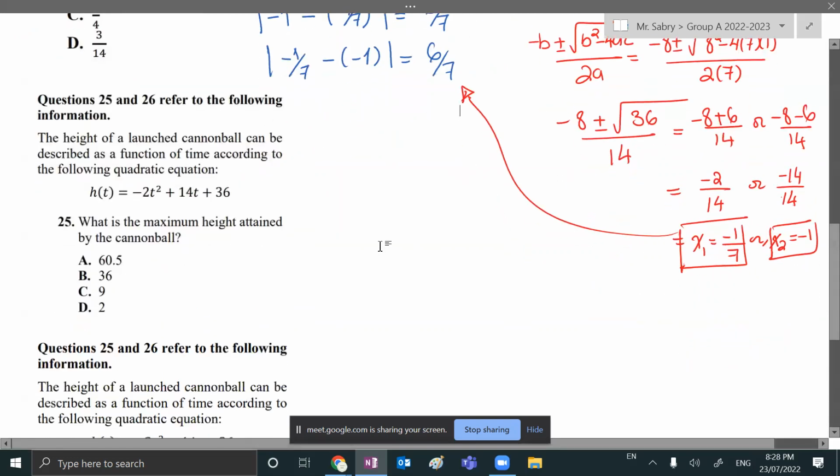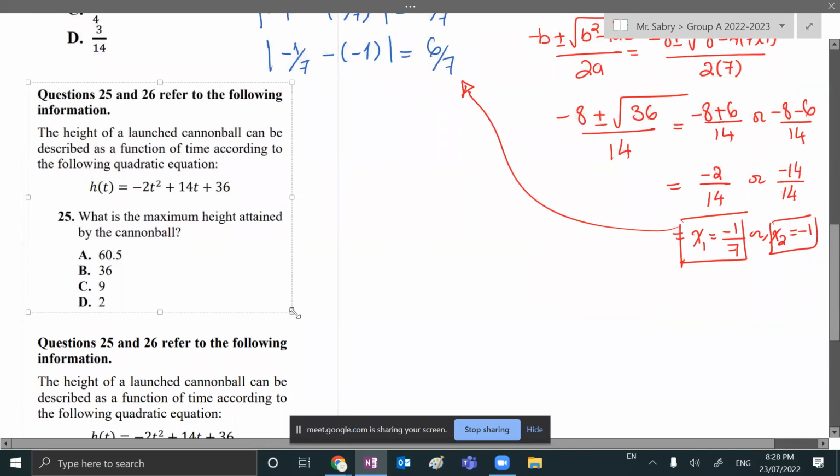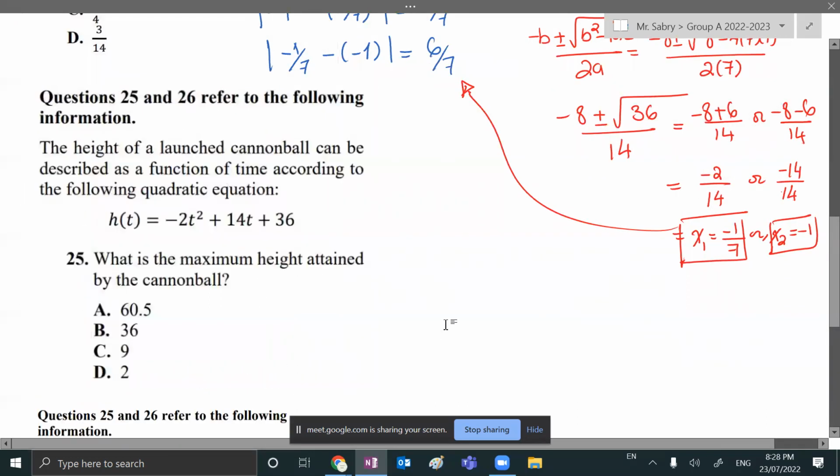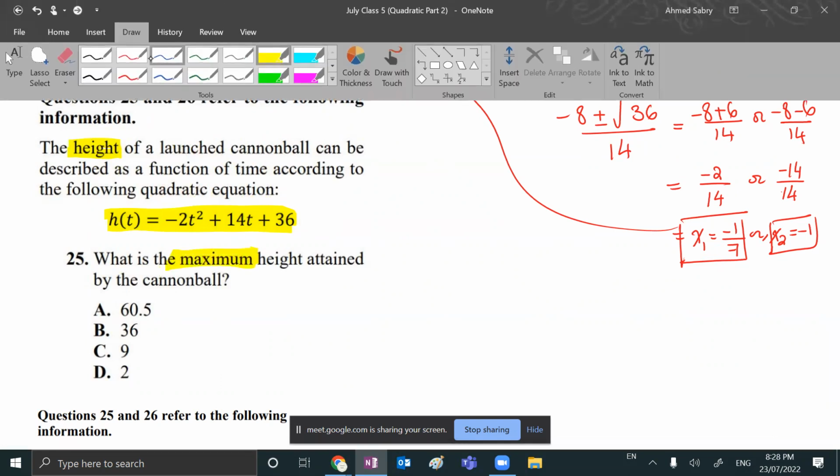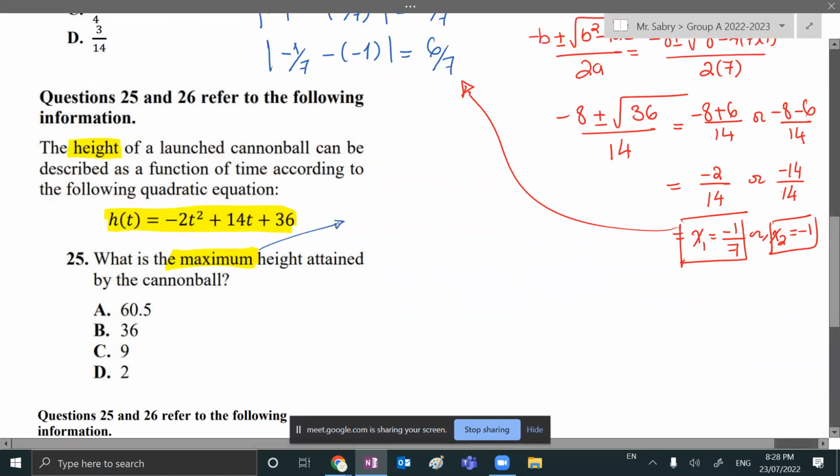Awesome. Right. These are the important ones now, because these again are repeated a lot. It says here questions 25 and 26 refer to the same information. You are given a quadratic function right there, and you're told that this quadratic function is used to find the height of a launched cannonball. He's asking what is the maximum height. So what do we know about the word maximum? We know that the maximum and minimum in quadratic equations represent the y coordinate of the vertex.